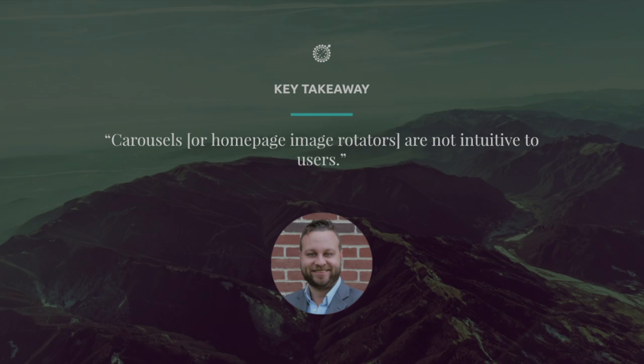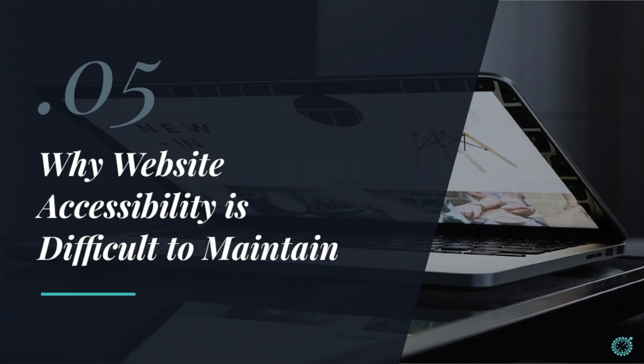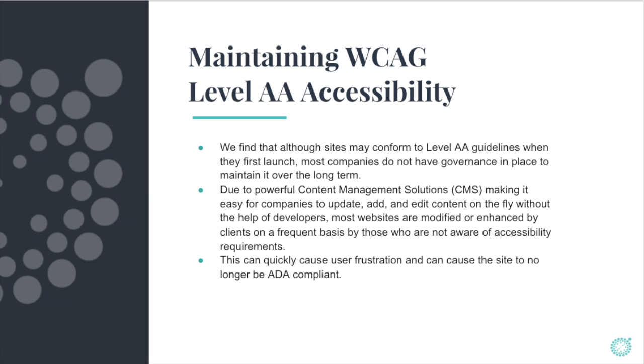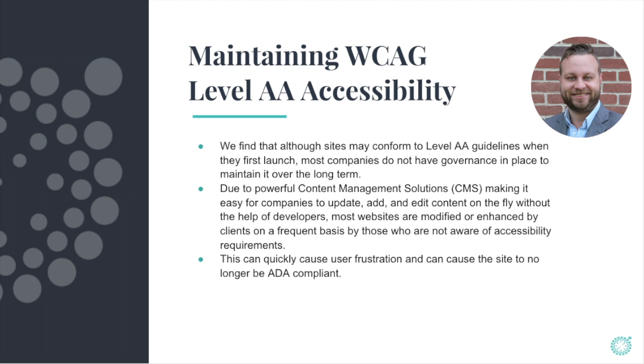I agree. Thank you. Now, let's conclude with a brief discussion on why website accessibility is difficult to maintain. We find that although sites may conform to level AA guidelines when they first launch, most companies do not have governance in place to maintain it over the long term. Why is this? Most of it's just a matter of maintenance. Yeah. There's a couple different reasons. You may have had an agency or something outside of your company produce the website for you.